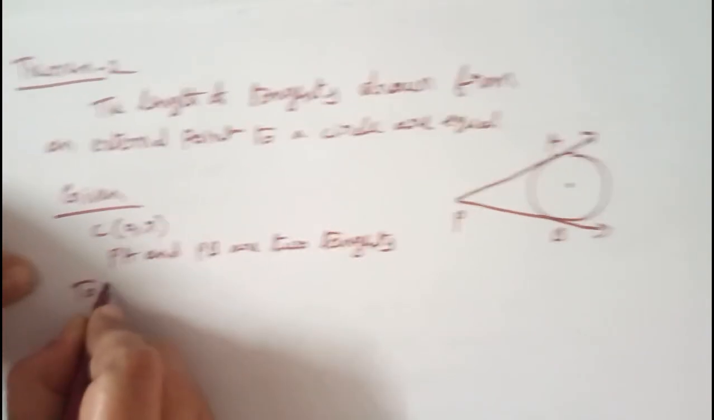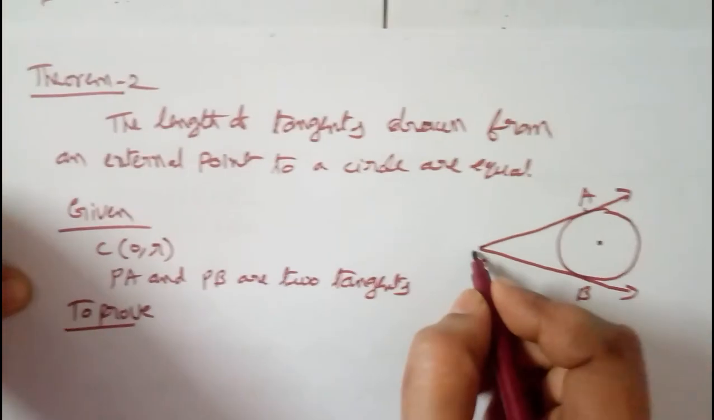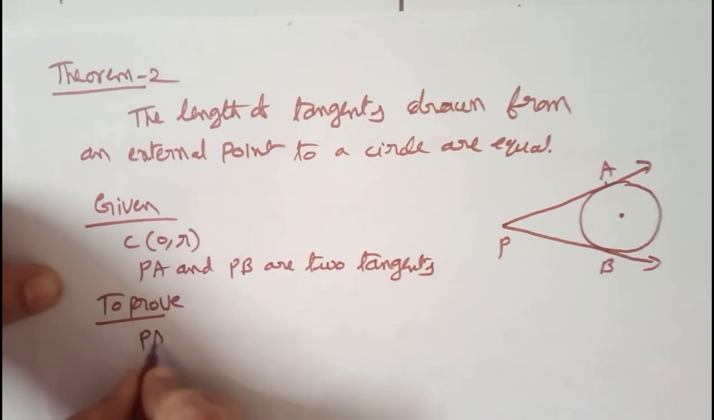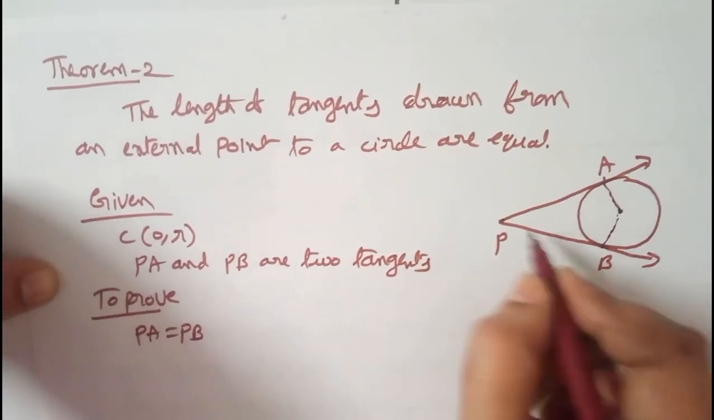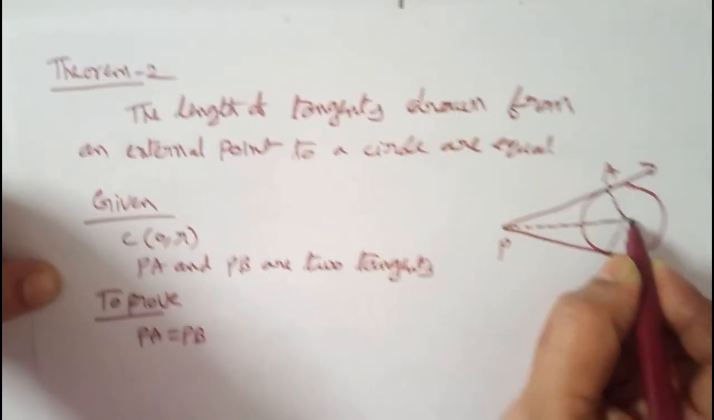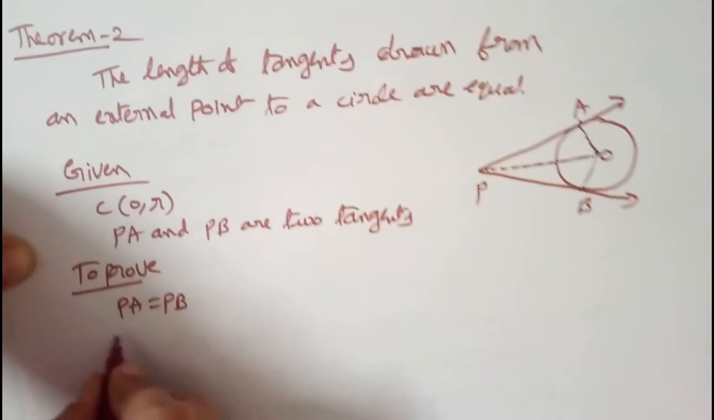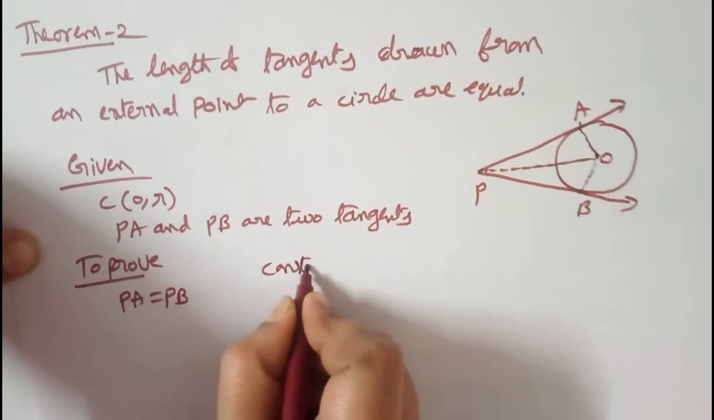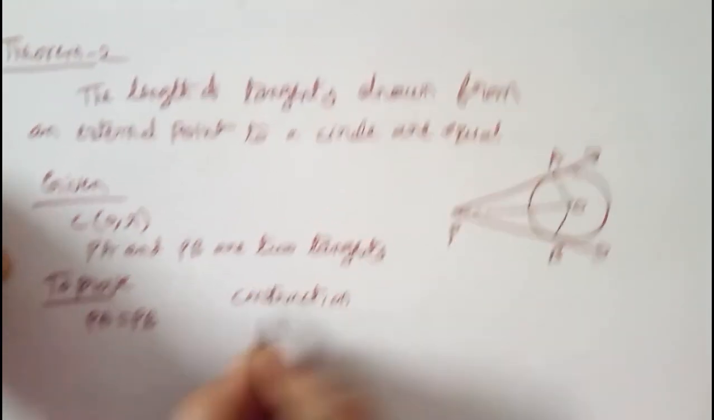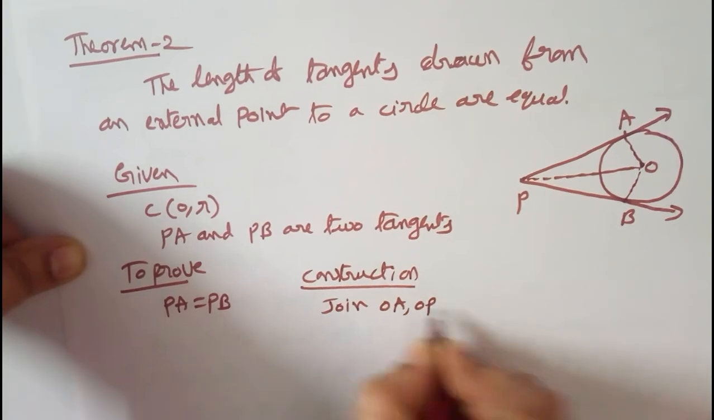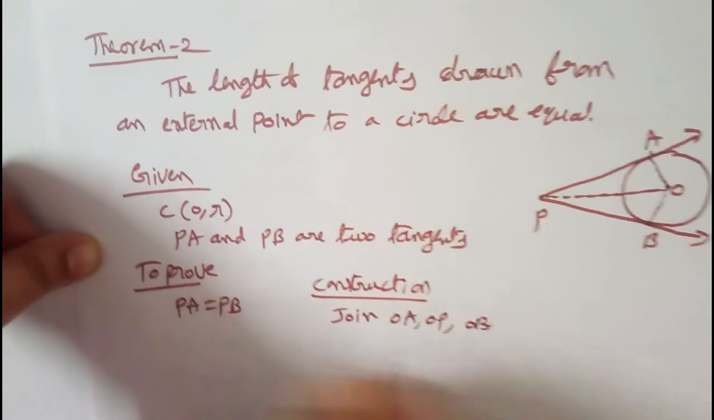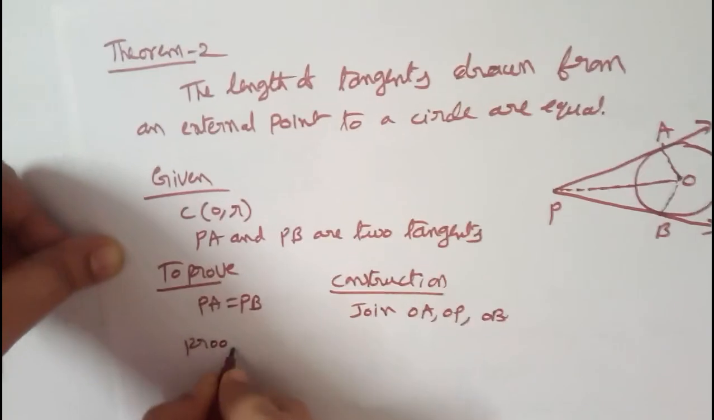What is to prove? You have to prove the lengths of the tangents are equal. So PA is equal to PB. Construction part: join OA, OB and OP. Now consider the proof.